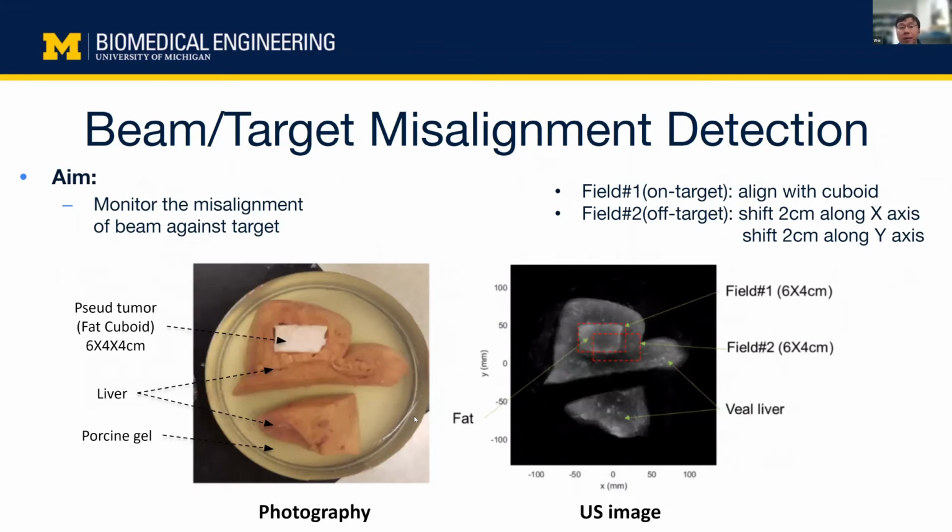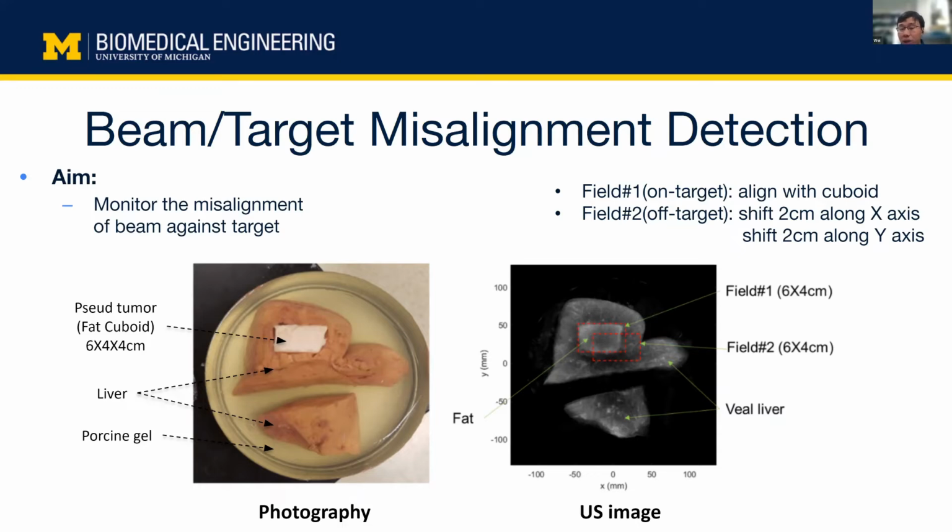Another thing is that we don't only want to see the dose, we also want to see the accuracy of the radiation delivery, such as beam and target misalignment detection. So in this study, we aim to monitor the misalignment of the beam against the target. You can see that we are using a phantom embedded with a pseudo tumor. We assume that the radiation beam can cover the pseudo tumor, and we also designed another experiment to have the radiation beam shift off the pseudo tumor.